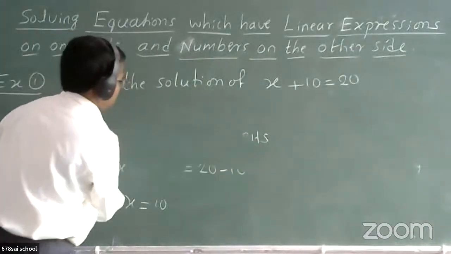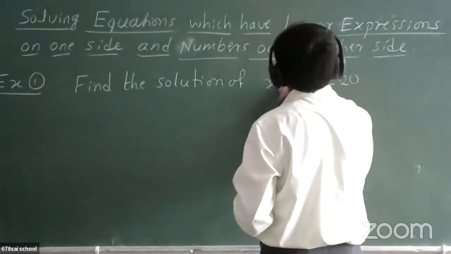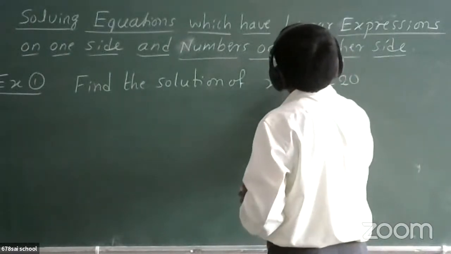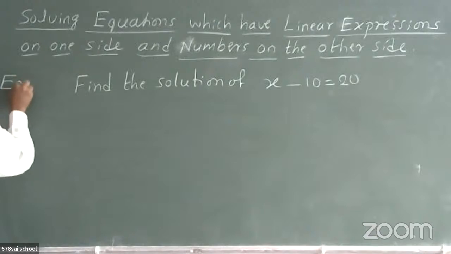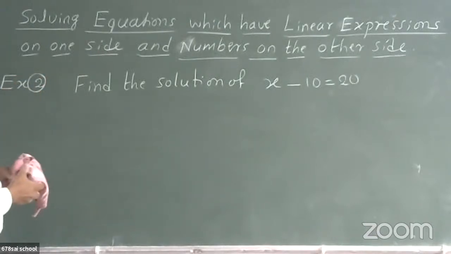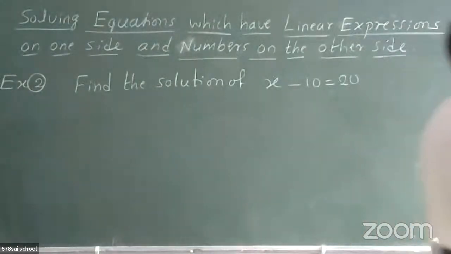Another question. There, x plus 10 I have taken. Next I will take x minus 10 equal to 20. Can anyone tell me the answer? Can you tell me what is the answer? 30. Yes, 30 is the correct answer.